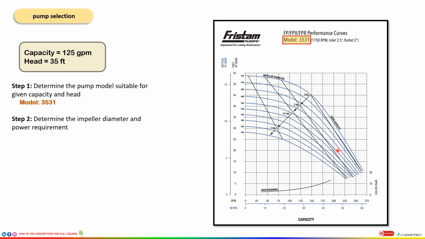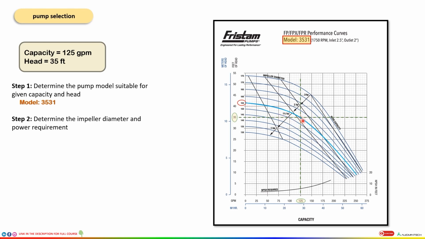So again we'll plot 125 and 35 on this graph, and these two intersect at this point. We'll draw this line from here. This gives us the impeller diameter, which is 155 mm.